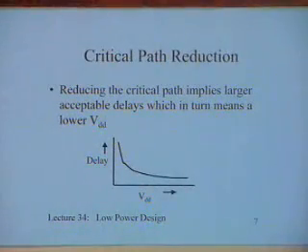But let us talk about critical path reduction and how it helps. In a synchronous design, it is the critical path which defines the frequency of operation. What this curve shows is that reducing the critical path implies larger acceptable delays, which in turn means a lower VDD. If I can reduce my critical path, because I have to have my clock.